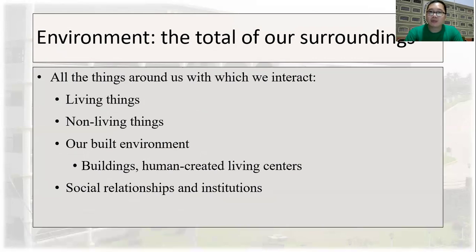Let's start with the environment. When we say environment, it's the total of our surroundings. It includes all living things around us and also the non-living things. Our built environment, such as buildings, houses, agricultural farms, and all the human created living centers. And also, it includes our social relationships and institutions. When we say social relationships, it includes our family, our friends, our enemies, also included.